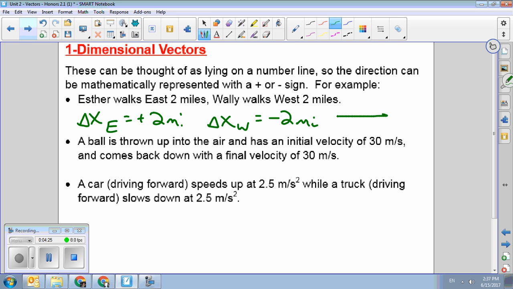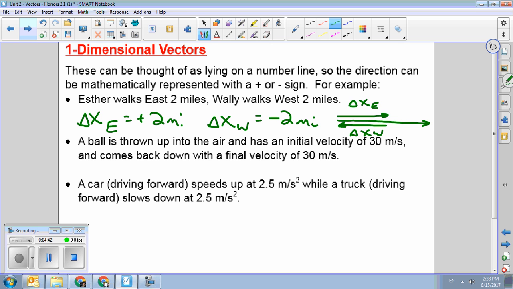All right, and we can pictorially represent these with arrows, and this is going to be important. Here's the displacement for Esther, and here's the displacement for Wally. Notice they're both the same length, but they point in opposite directions. If we had somebody who went 4 miles east, then we would draw it twice as long.